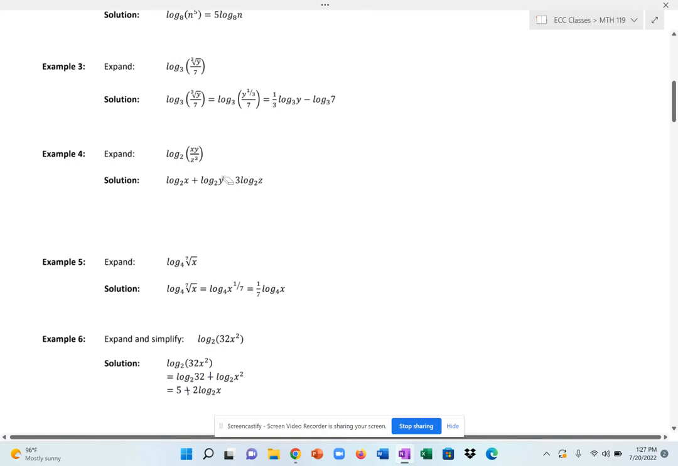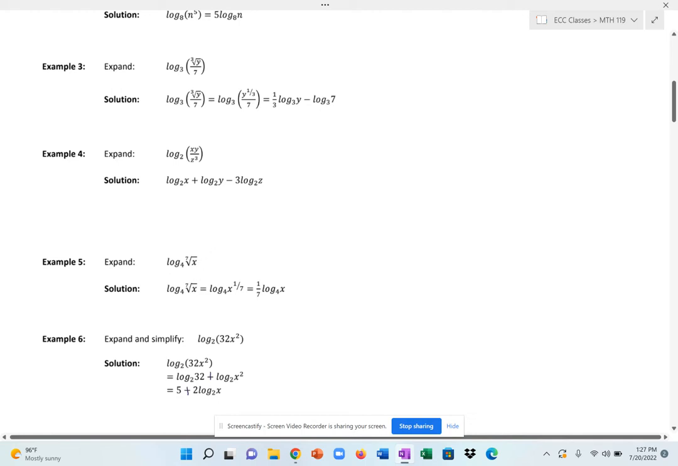For example 5, I again am going to rewrite this radical as log base 4 of x to the 1/7, and then the only thing you can do to expand it is to use my power law and put that as a coefficient, so that's equal to 1/7 log base 4 of x.